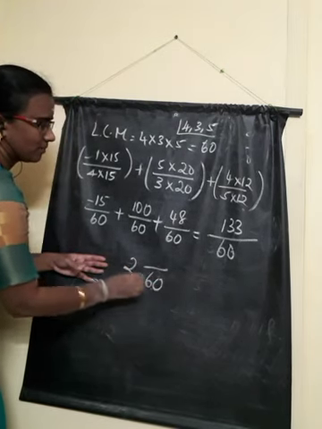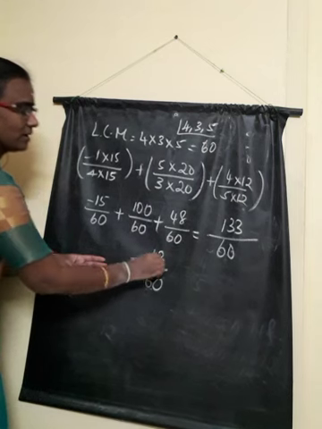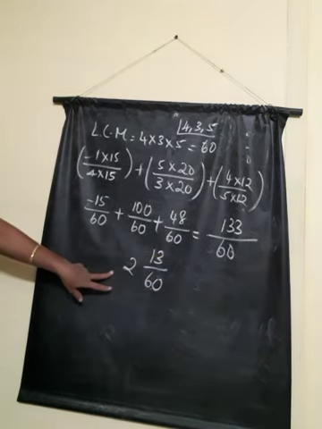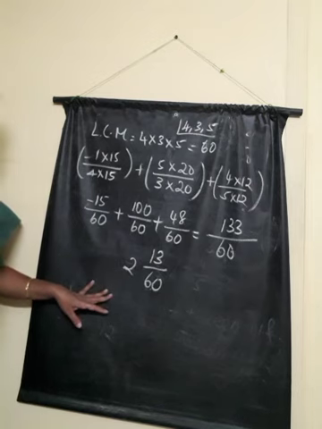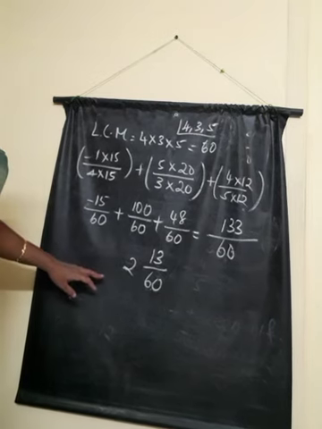2 60s are 120. So remaining here is 13. So 13 by 16. 13 by 16 is the answer of this sum.